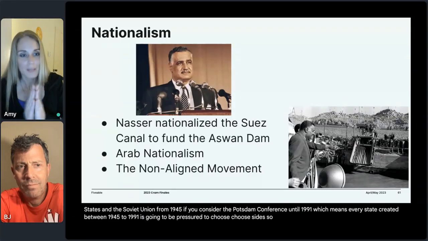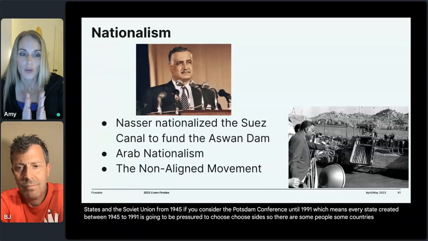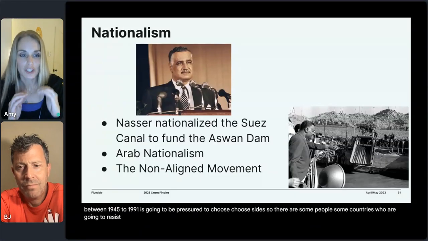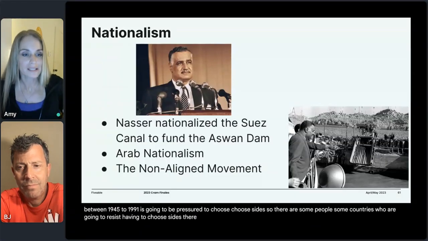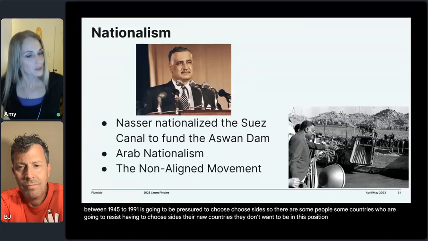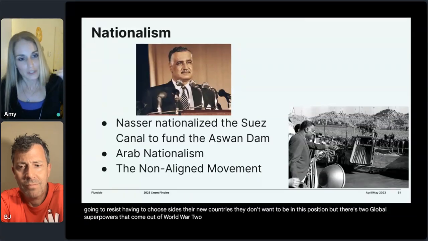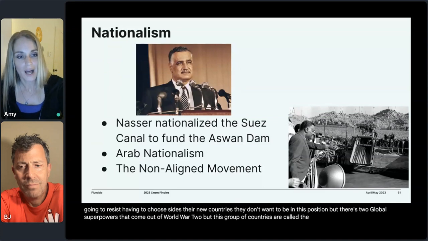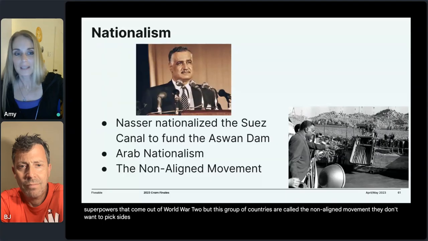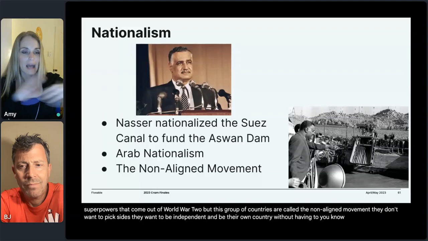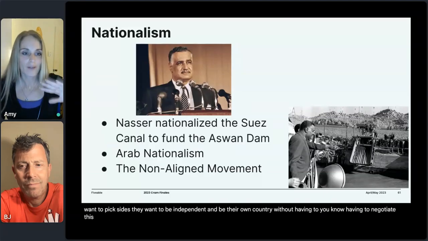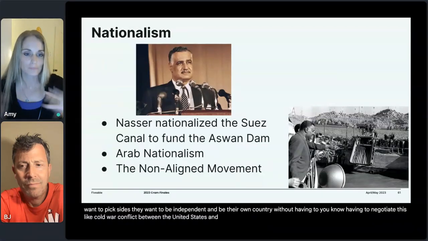So there are some countries who are going to resist having to choose sides. They're new countries. They don't want to be in this position, but there are two global superpowers that come out of World War II. This group of countries are called the non-aligned movement. They don't want to pick sides. They want to be independent and be their own country without having to negotiate this Cold War conflict between the United States and the Soviet Union.